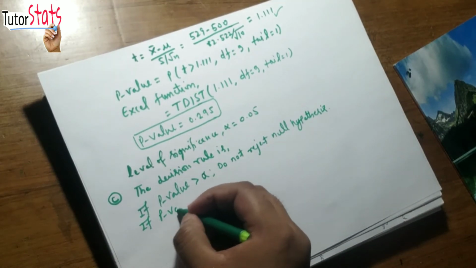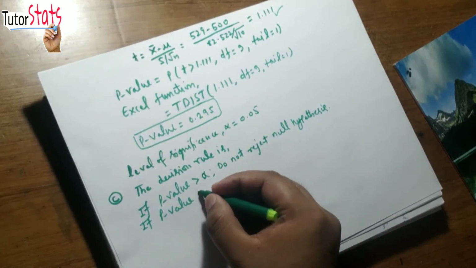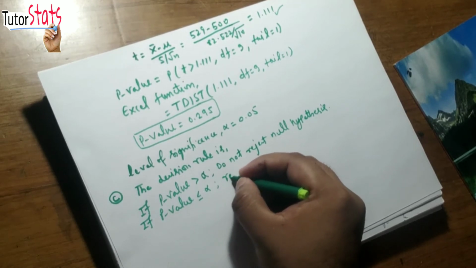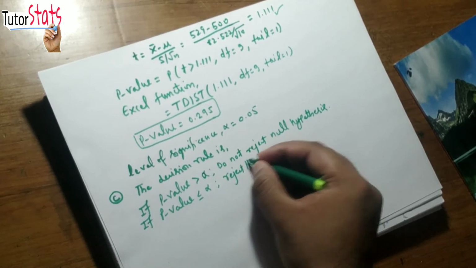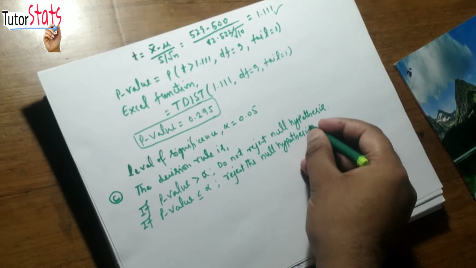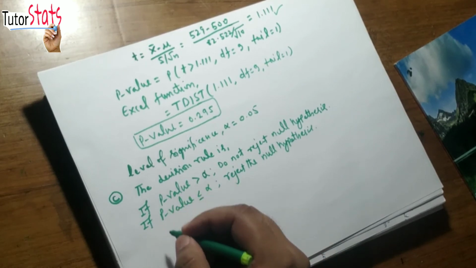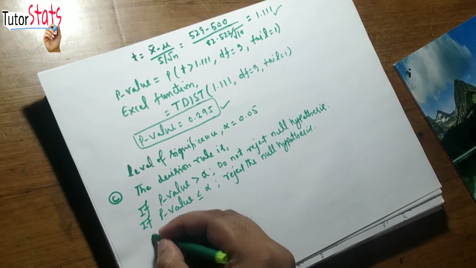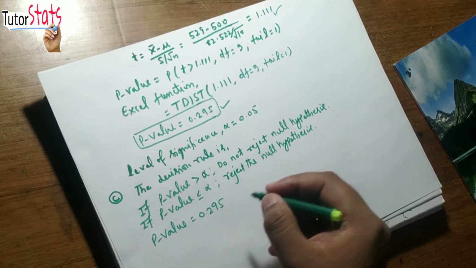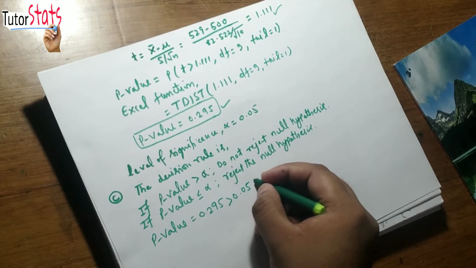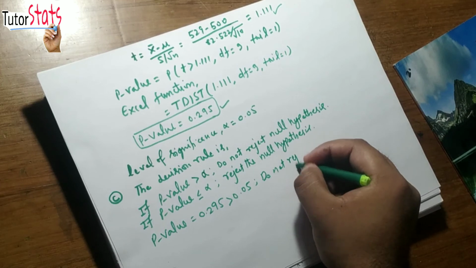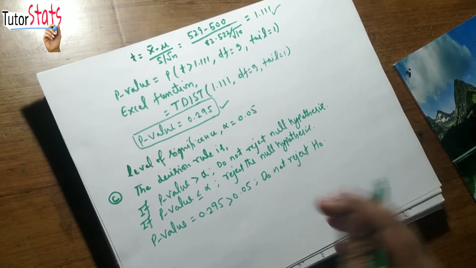If p value is less than alpha, then we reject the null hypothesis. We have already calculated the p value, 0.295, which is greater than 0.05. So here we do not reject H0.